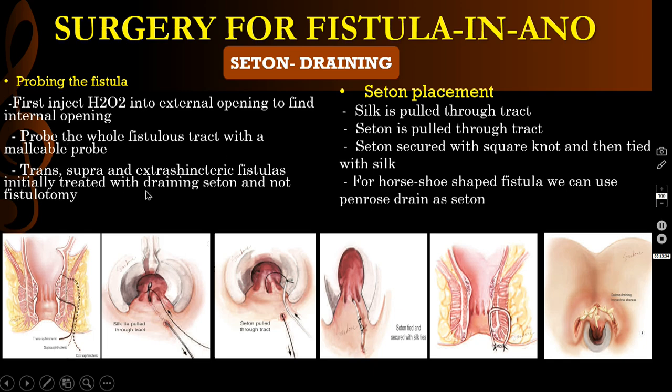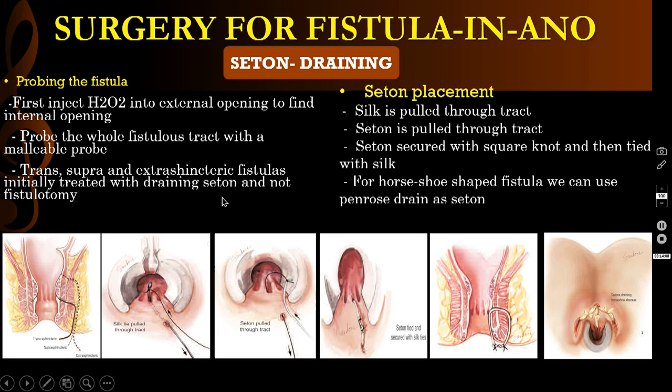Transsphincteric, suprasphincteric, and extrasphincteric fistulae are initially treated with a draining Seton and not fistulotomy. Because in all these fistulae, if you do a fistulotomy, you will be injuring both the external sphincter and the internal sphincter, and the patient will end up with fecal incontinence. So we should not do fistulotomy for all these 3 types of fistulas.